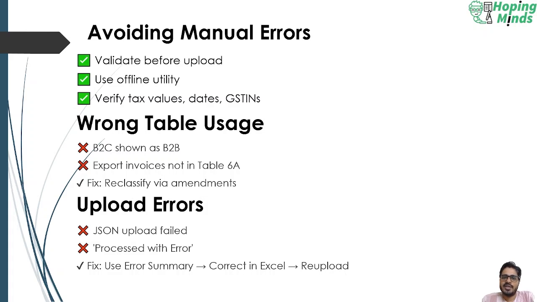Next type of errors that we discussed is wrong table or table errors. Example, B2C shown as B2B or B2B shown as B2C. Export invoices declared in table 4 rather than table 6A. This can be fixed by amendments in the subsequent period. Then there are uploading errors like JSON generation failed or JSON processed with error. Such errors can be fixed by downloading the error summary and fixing in offline utility and further then regenerating the JSON file.